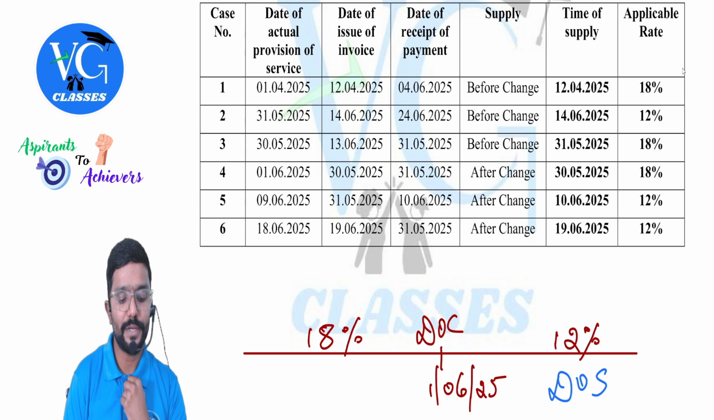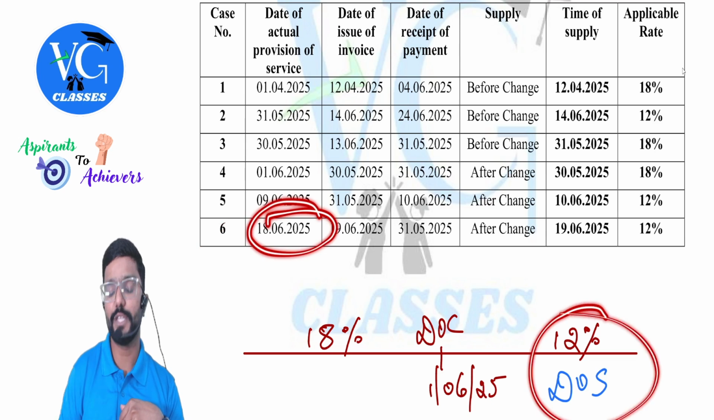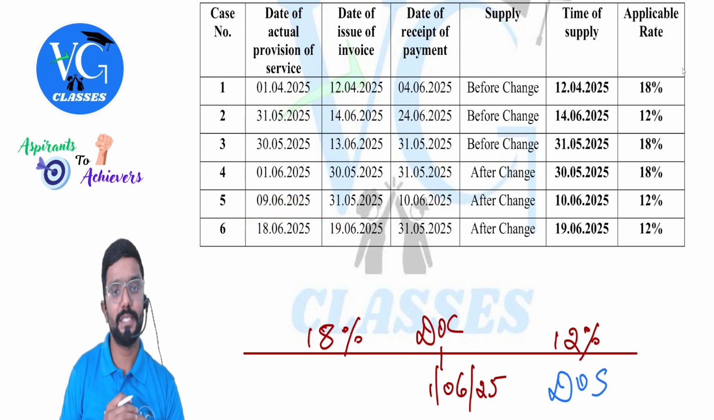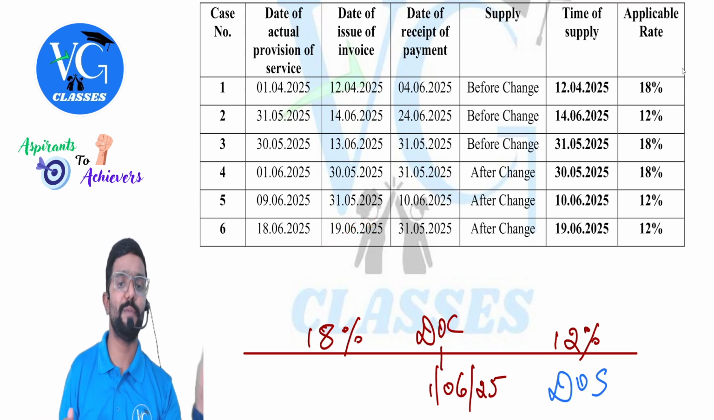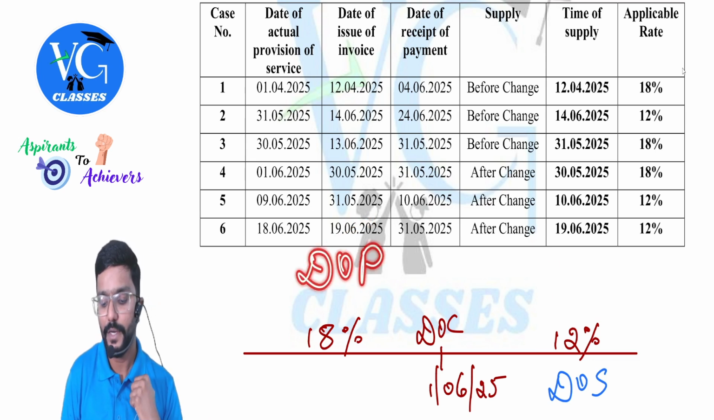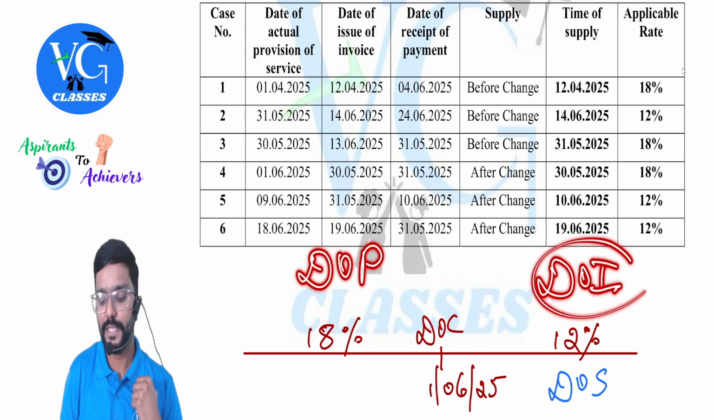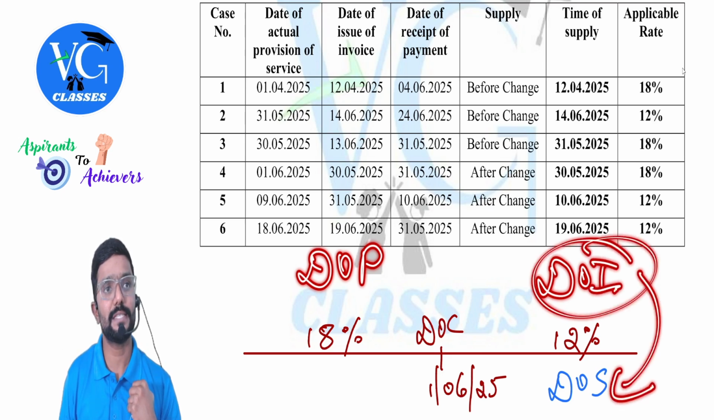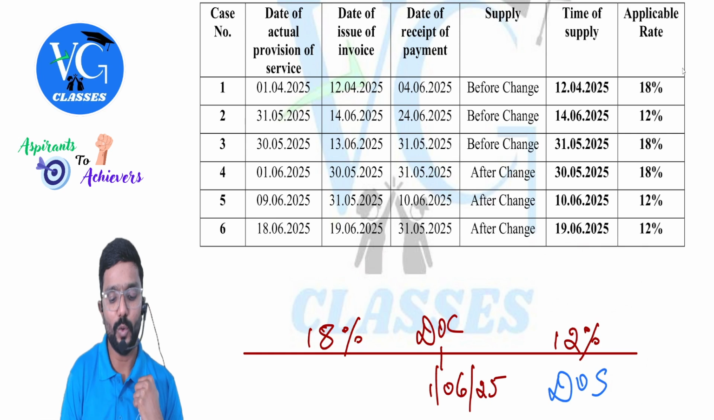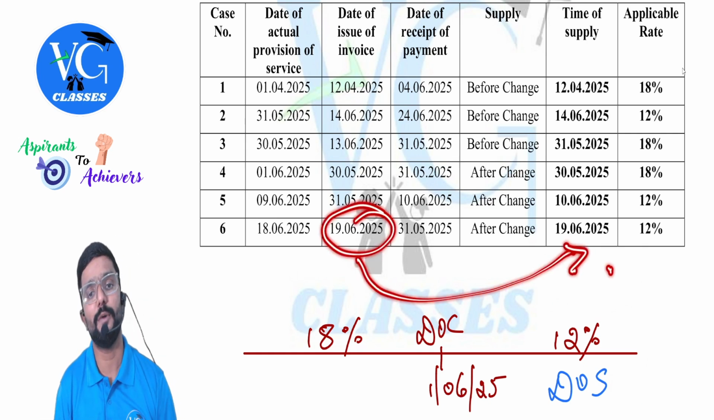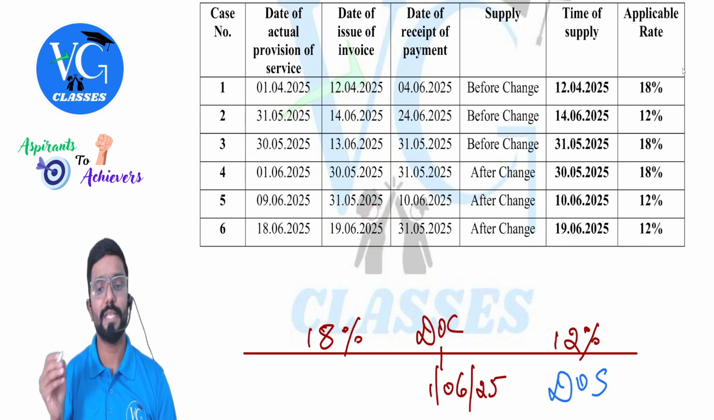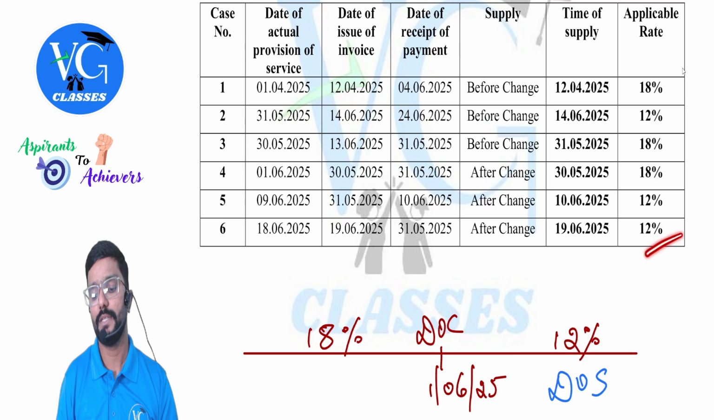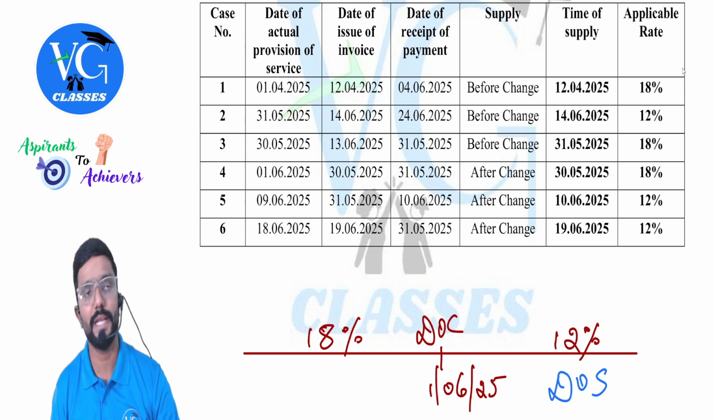Okay. Last one. Date of actual provision of services 18th June. That is after the change. Then date of invoice is also after the change, whereas date of receipt of payment is on this date. Date of payment is here, date of invoice is here. So invoice is on supply side. So what should I take as time of supply? The date of invoice, guys. So this will be taken as the time of supply. Okay, sir. What is the rate on that day? 12%. That is what is applicable.